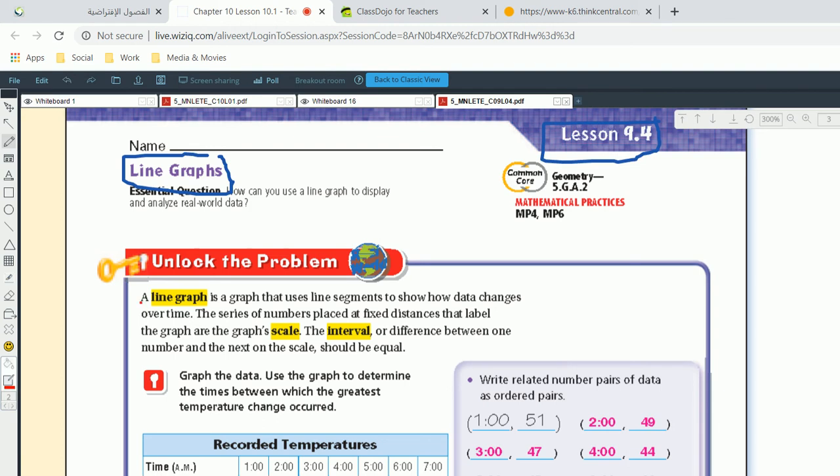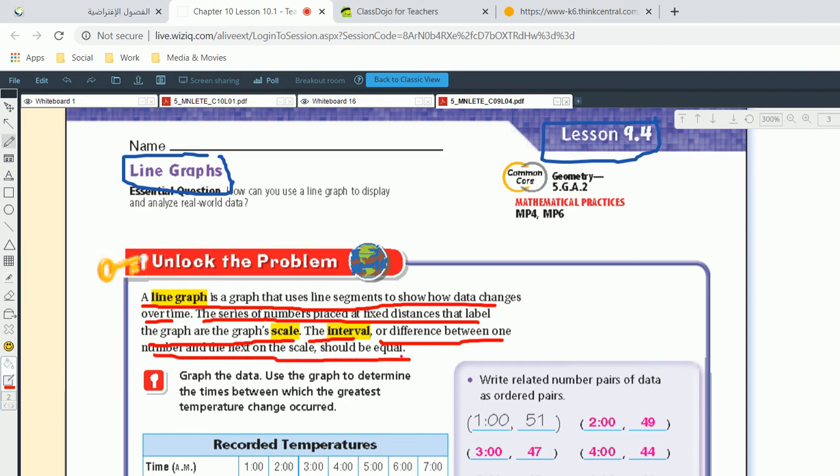Okay, the definition of a line graph is a graph that uses line segments to show how data change over time. The series of numbers placed at fixed distance that label the graph are the graph's scale. The interval or difference between one number and the next on the scale should be equal.